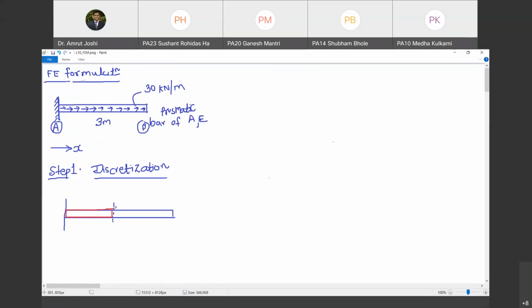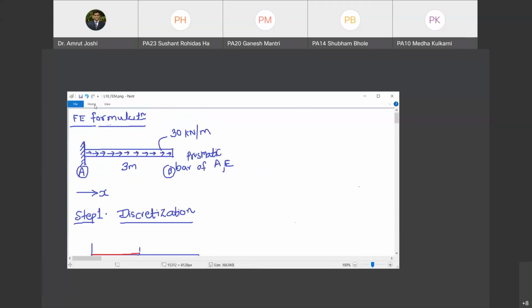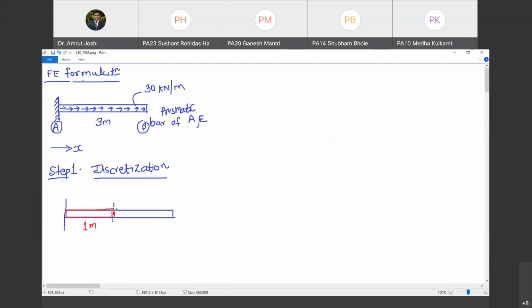And you might think that I would have divided the bar into two elements such that each element has the same length. But let us break that thought. That is not necessary. So let us consider that this length is 1 meter, and the second element has a length of 2 meters. So this is how I have discretized the continuum.